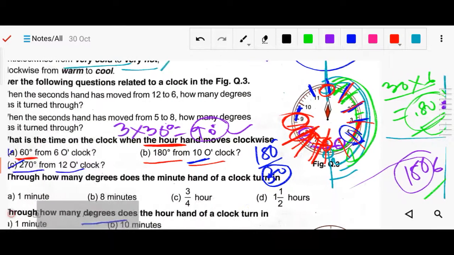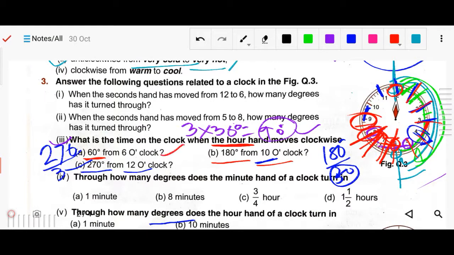So question number 1 you can also solve by this method. 60 divided by 30 is 2, so you just count two adjacent numbers, the next two numbers. So simply you have to divide by 30. Why 30? Because the angle between two adjacent numbers is 30 degrees. Understood? Now number 4: through how many degrees does the minute hand of a clock turn?